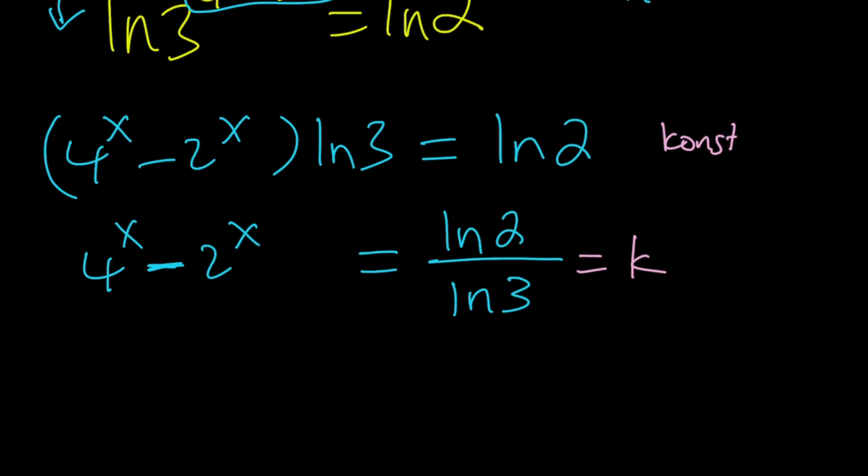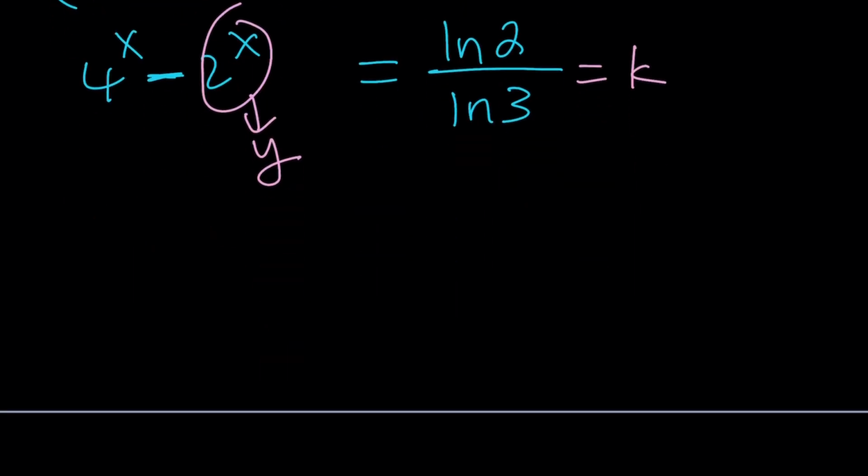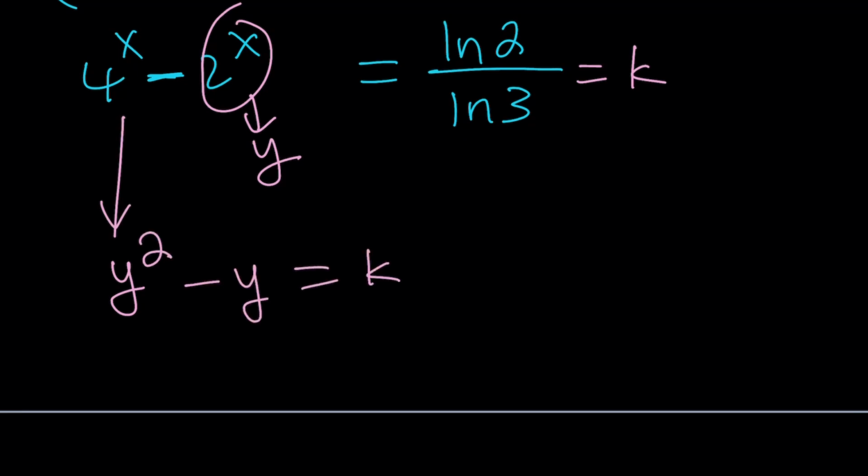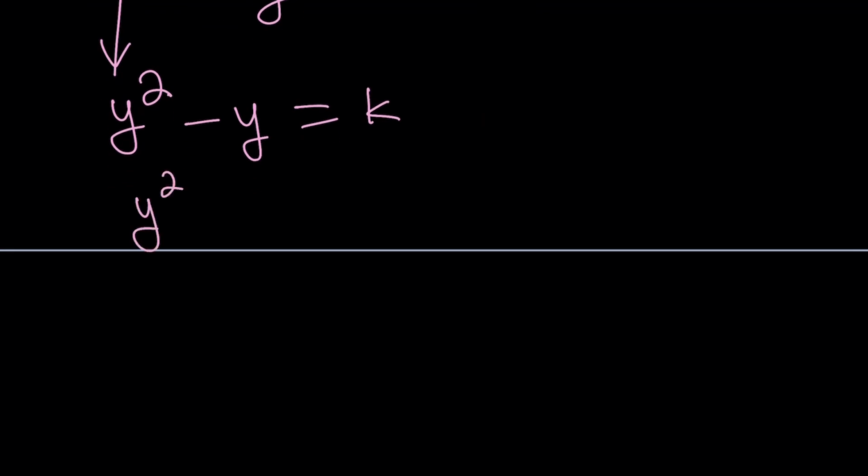Constant. Is that how you spell it? No, that's actually with a c. But anyways, you get the idea. This is k is a constant. And let's go ahead and call this y. And hopefully you know why, because I chose it to be y. And 4 to the power x becomes y squared minus y equals k. We oversimplified the problem, obviously, because we just use variables, but don't worry about it.